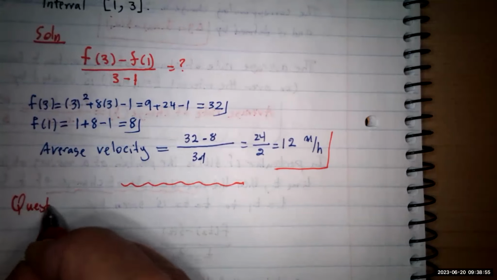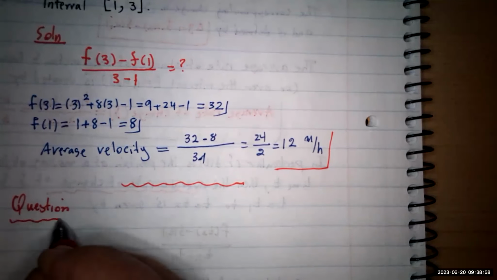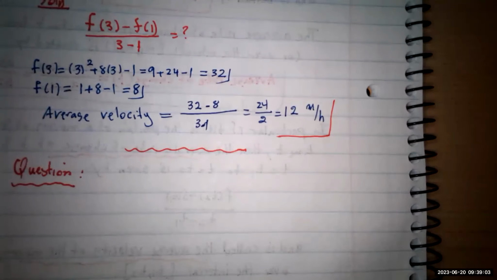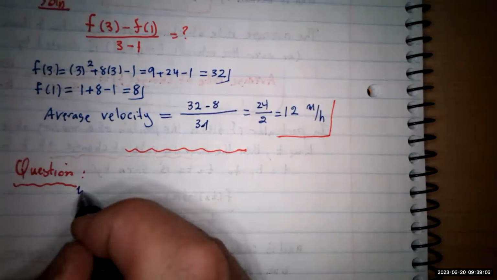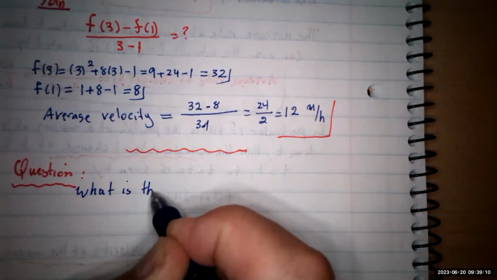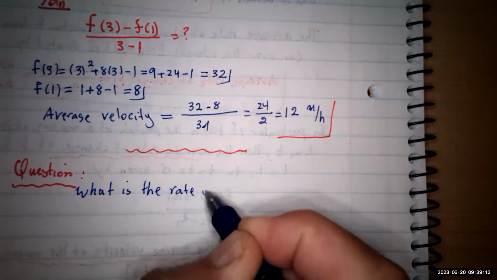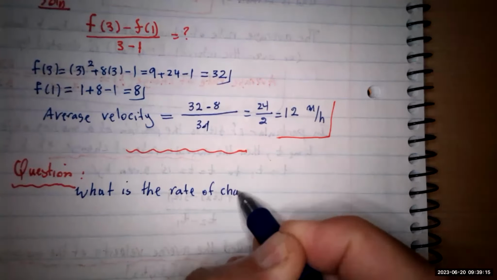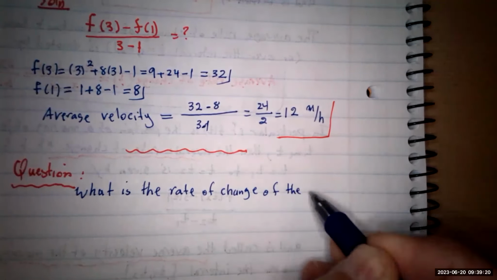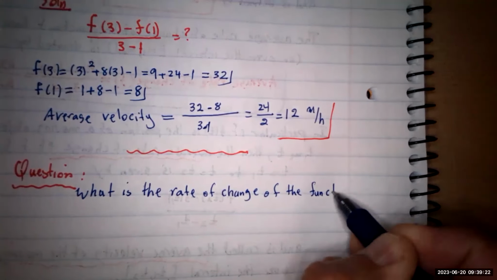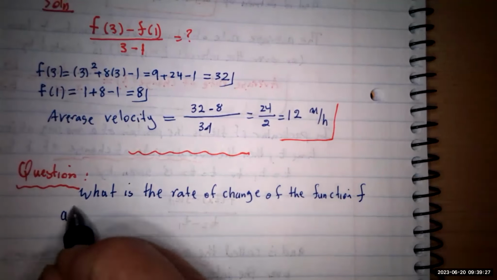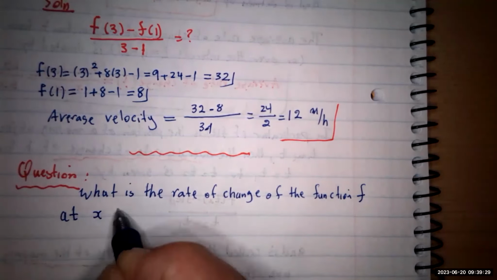We are going to start with this question and we answer it. And this is a very important interpretation of the derivative of the function. It would be so useful for you in the future. Okay, so the question is this: what is the rate of change of the given function f at x equals one?